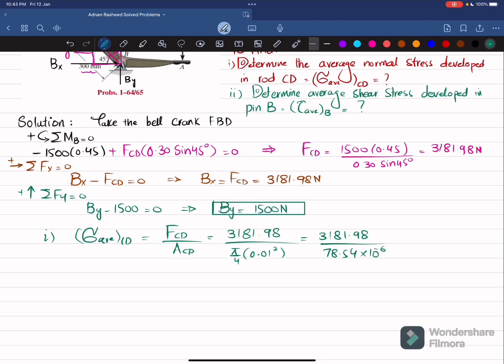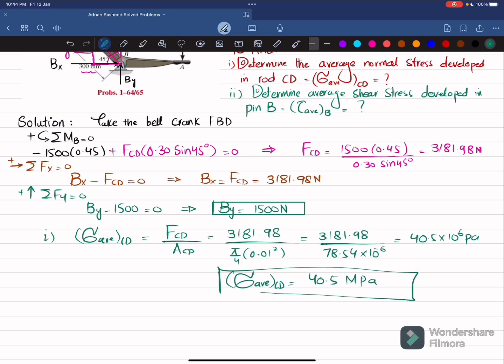Okay. Now if you further simplify it, you will get average normal stress in rod CD comes out to be 40.5 into 10 to the power 6 Pascal, and average normal stress in rod CD will be equal to 40.5 megapascal, which is the answer of our first part.